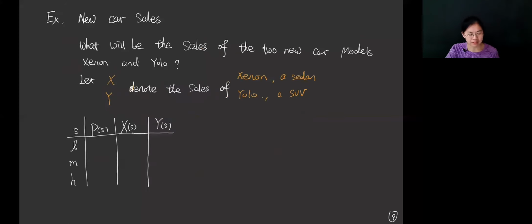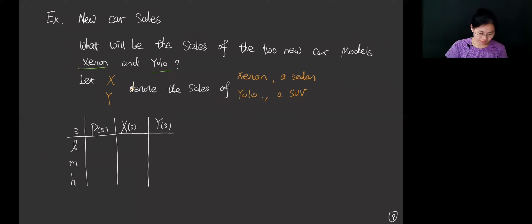Now let's consider an example. In a car dealership, they are planning to sell two new car models, Xenon and YOLO, where Xenon is a sedan and YOLO is an SUV. Xenon has a better gas mileage and YOLO has a worse gas mileage. It burns more gas. YOLO burns more gas per mile.